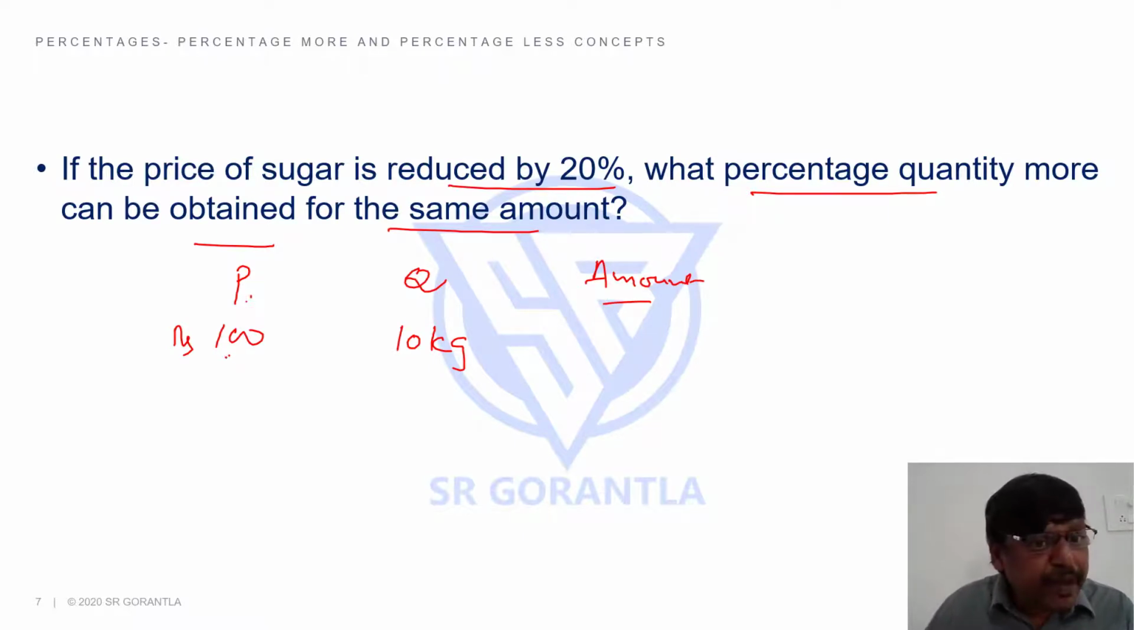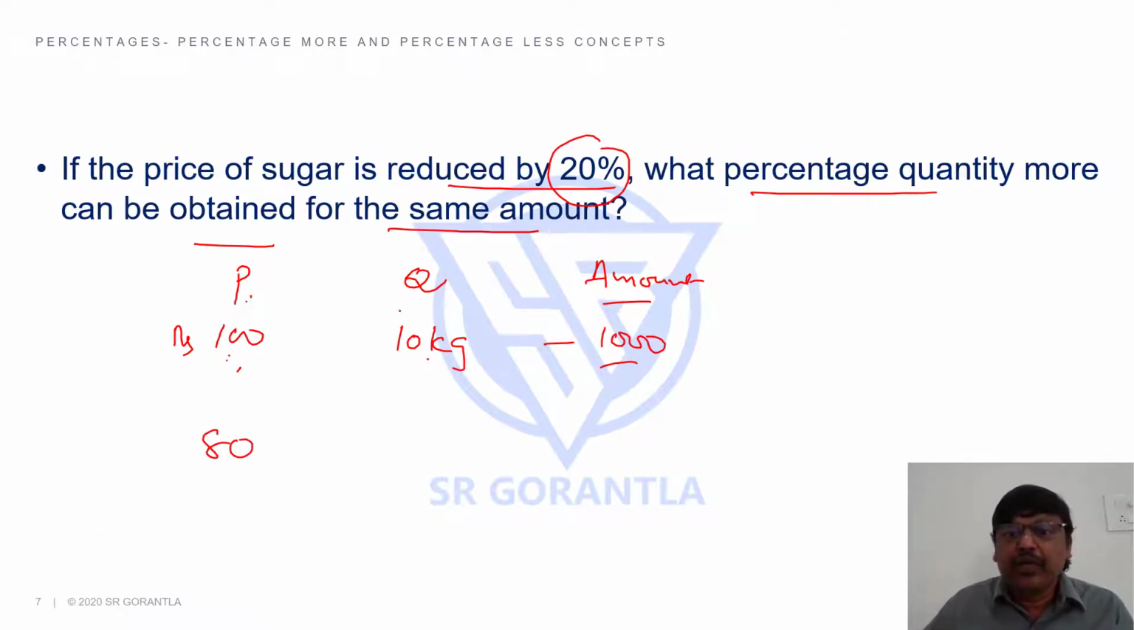100 rupees per kilogram. 10 kilograms if I am buying 1000. I am spending 1000 rupees. Now the price is reduced by 20%. So what is the new price? 80 rupees. But I want to spend the same amount. So I want to spend the same 1000 rupees.